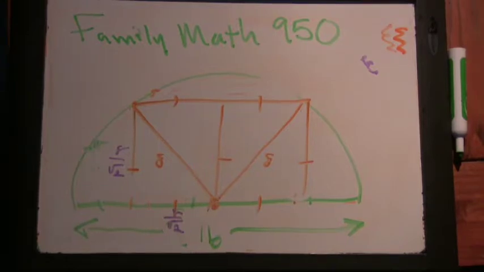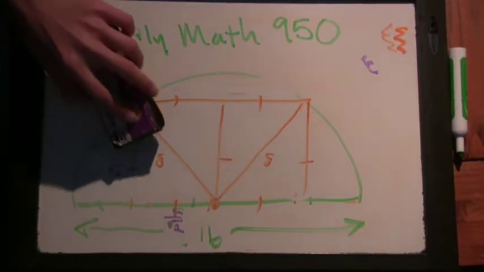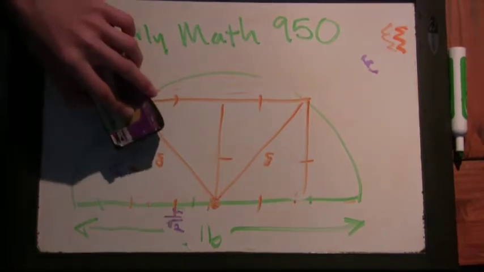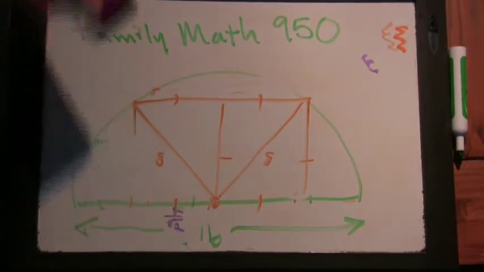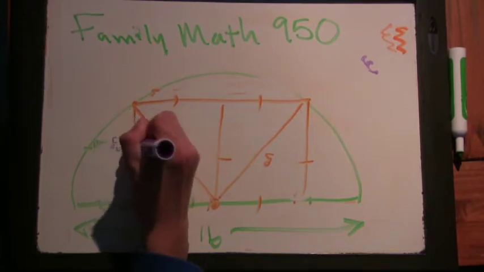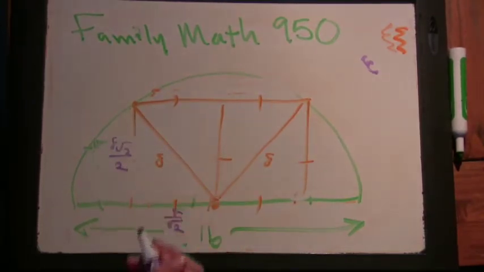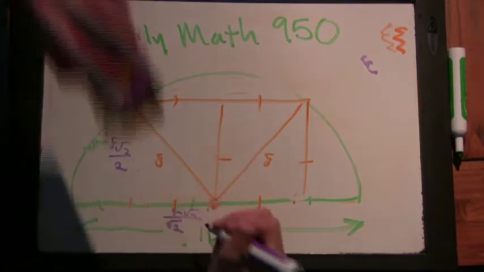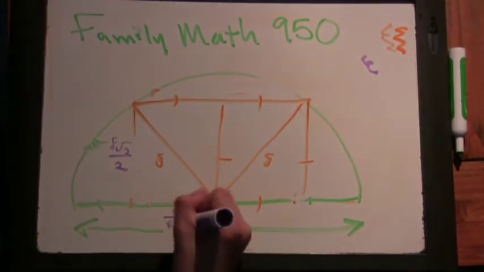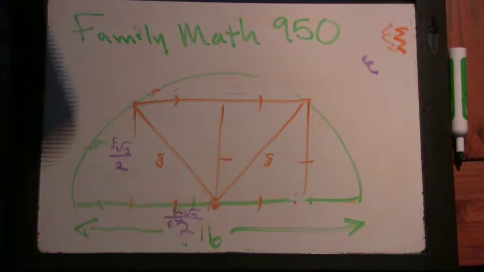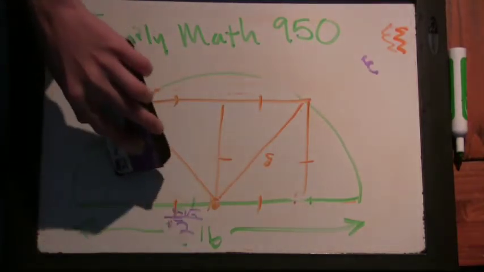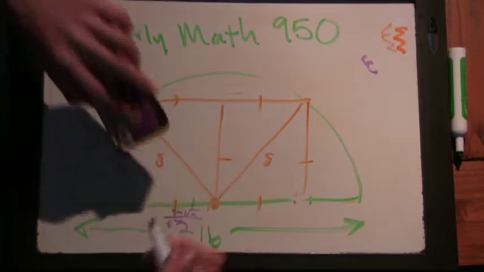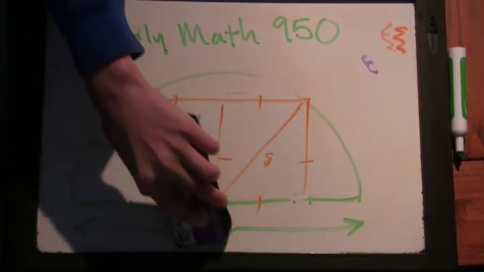If we don't want the square root in the bottom, we can multiply by root 2 over root 2. So we get 8 root 2 over 2, and here as well. But then we can also divide by 2. So we get 4 root 2 as the side length. Okay.